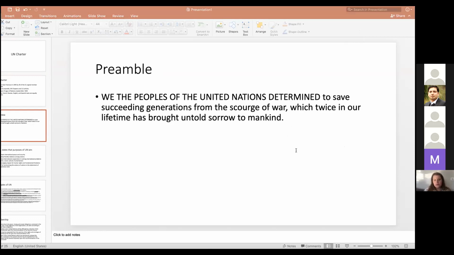We peoples of the United Nations, determined to save succeeding generations from the scourge of war, which twice in our lifetime has brought untold sorrow to mankind. We all know that the UN is a successor of another organization, the League of Nations, which was created after the First World War. As we all know, the League of Nations was not a success either, and could not fulfill its main function, which was to maintain peace and security.